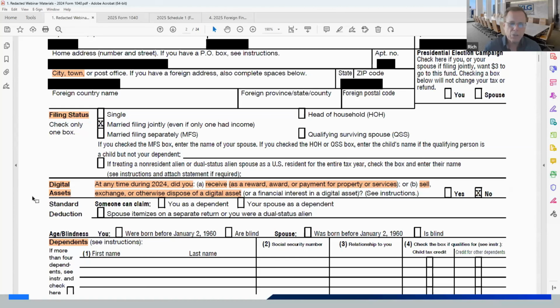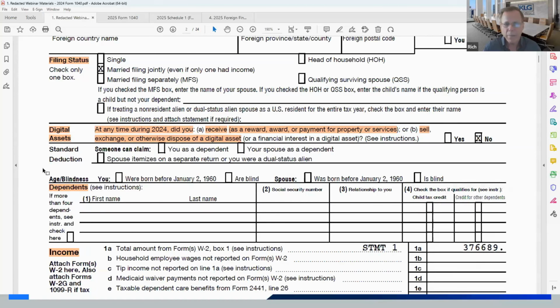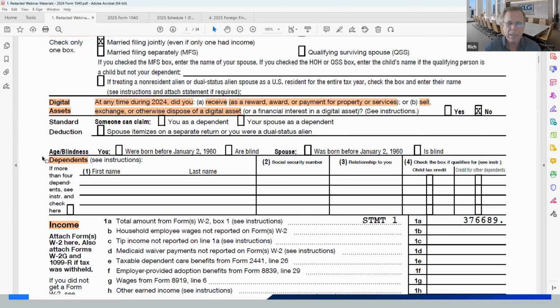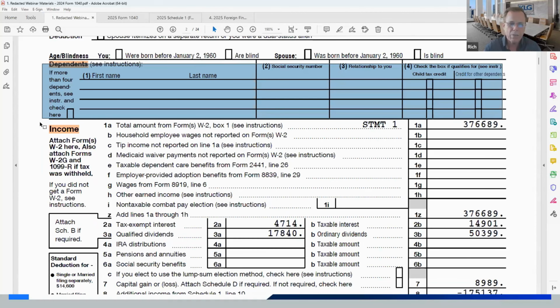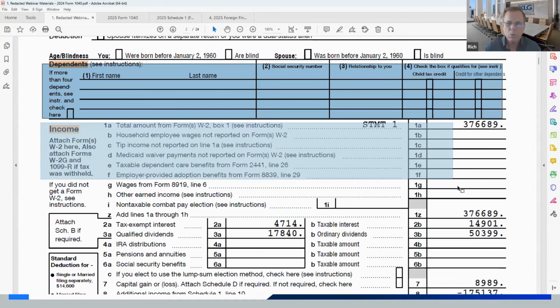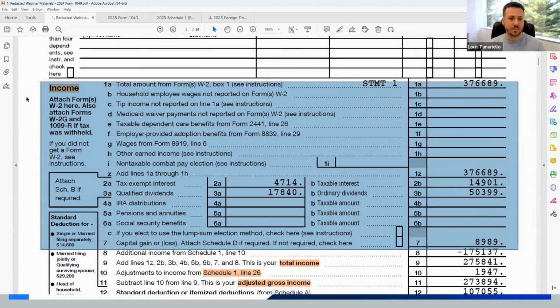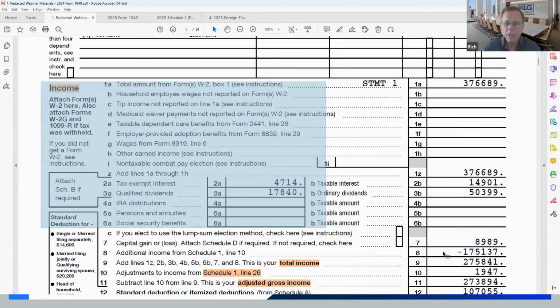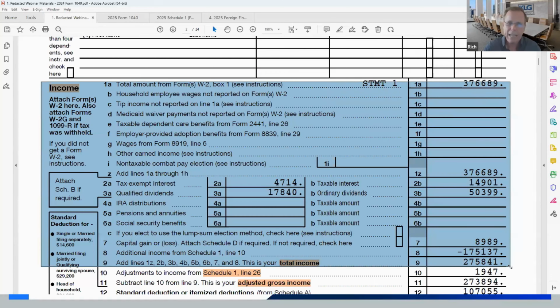The next section in the personal section are dependents. What is the makeup of the family and how many dependents are they claiming? And that's basically what I look at in this section. The next section is the income section, and the income is from line 1A right through line 9. So if you go down to line 9, I believe it's line 9, total income. The total income for this taxpayer was $275,000. That is exactly where I go.